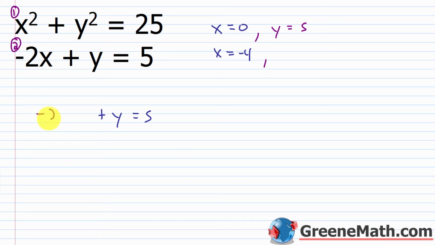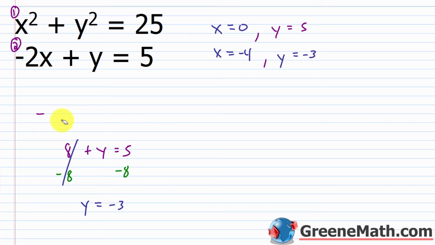So we'd have negative 2 times negative 4 plus y equals 5. Negative 2 times negative 4 is positive 8. So 8 plus y equals 5. We will subtract 8 away from each side of the equation. This cancels, and we'll have y equals 5 minus 8, which is negative 3. So if x is negative 4, y is equal to negative 3.